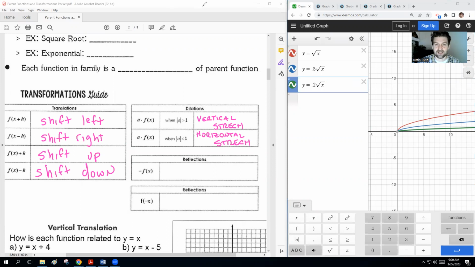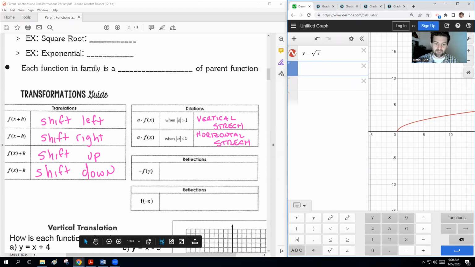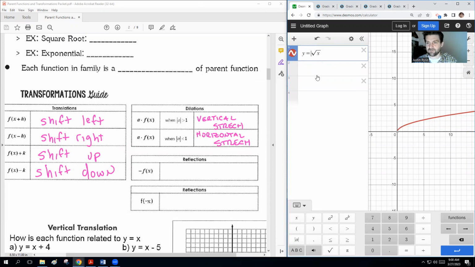All right, the last thing we're going to be looking at are reflections. For reflections, we are just taking a graph and multiplying by a negative. If it's on the outside, so if we made this negative, you can see that just flips over the x-axis. That's an x-axis reflection.